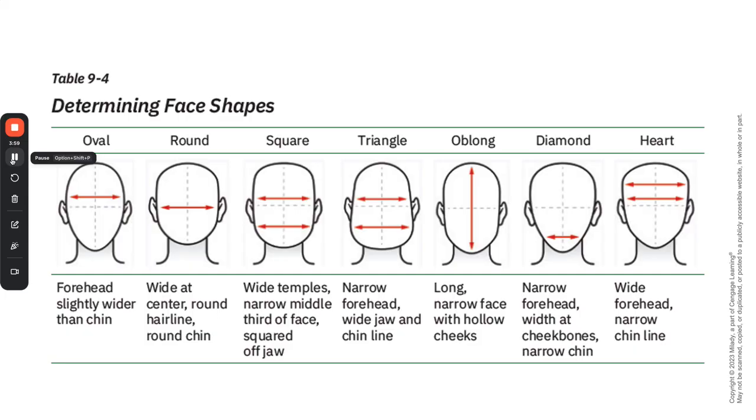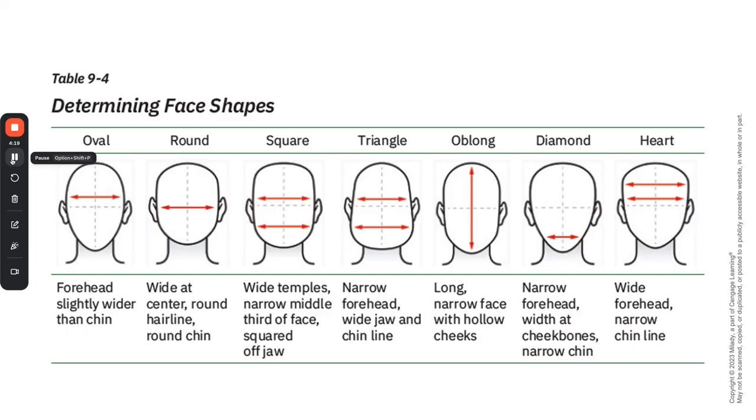Then you have your round face shapes. They are wider at the center, as you can see with that red arrow. They also have a round hairline. A lot of times people forget to consider the person's hairline when you're trying to determine a person's face shape. So round faces, round hairline, round chin.